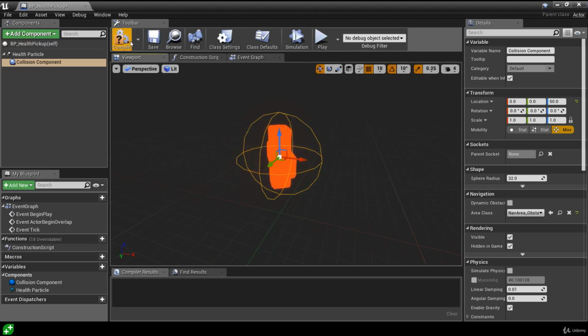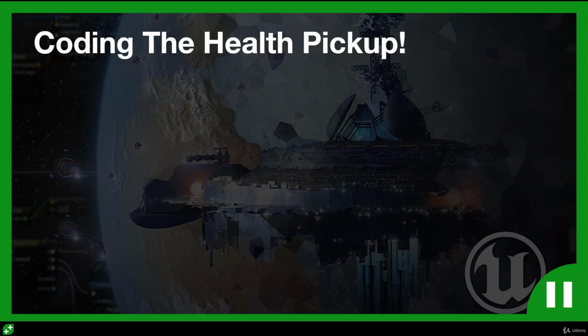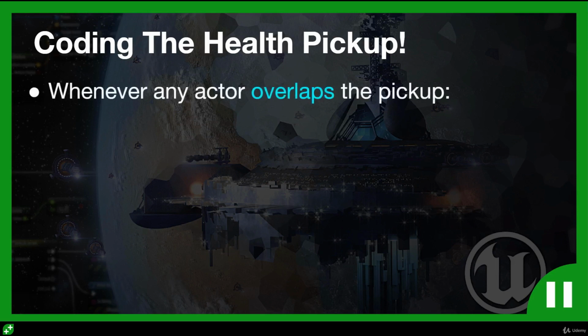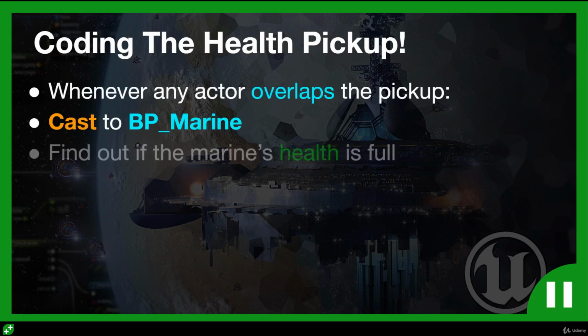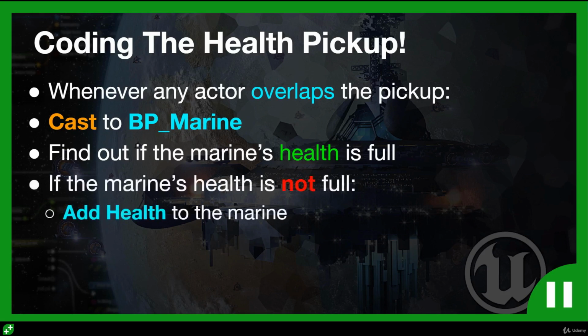Now I want you to set up the code for this class. Whenever any actor overlaps the health pickup, cast to see if the actor is the Marine blueprint. If it is the Marine, find out if the Marine's health is full. If the Marine's health is not full, add health to the Marine and then destroy the health pickup. So pause here and have a go at coding the health pickup class.